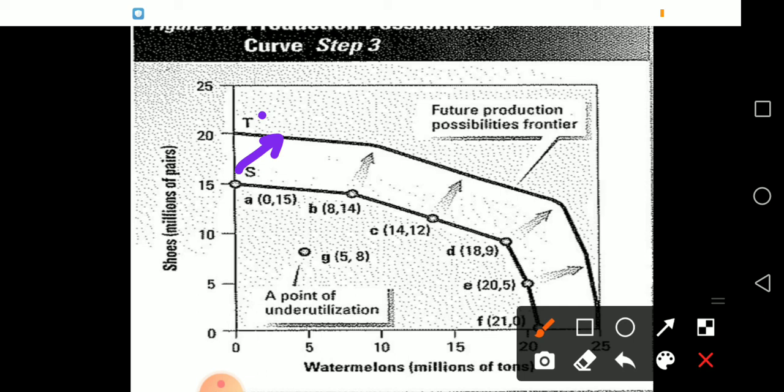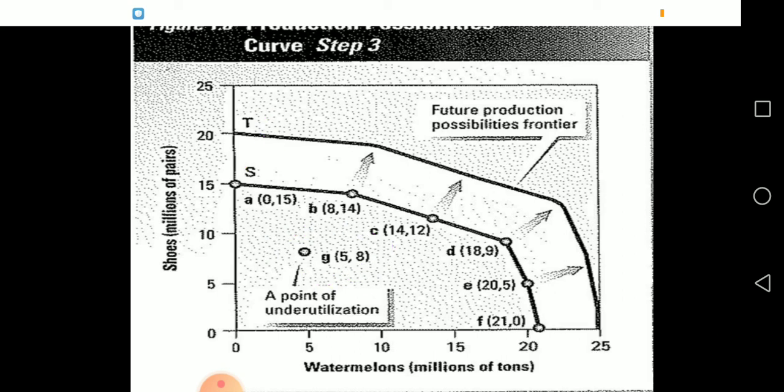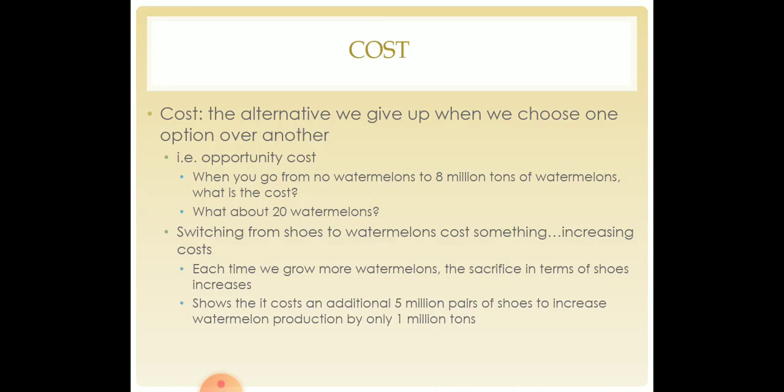Okay, so if I talk about point G, what do you think? Underutilization. Yes, this is a point of underutilization. So as we see, it's very easy now to have analysis for that graph. Okay, what about the cost? The cost, we will talk about next session.